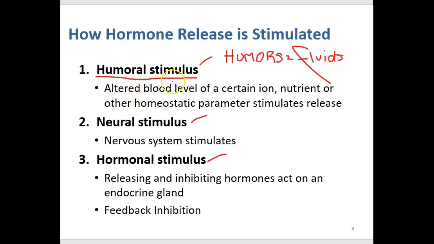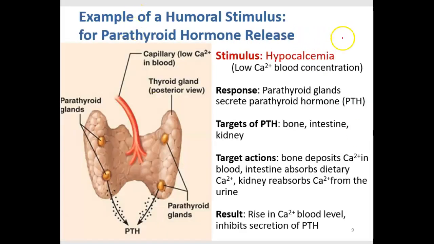And the fluid will contain certain substances like ions, nutrients, hormones, anything, temperature. And so if there's something in that blood, and we usually only consider blood fluids, if there's something in the blood that could trigger a hormone release, then it would be considered a humoral stimulus. And I'm going to show you an example of that right now and then come back to the neural stimulus. So here's an example of a humoral stimulus.